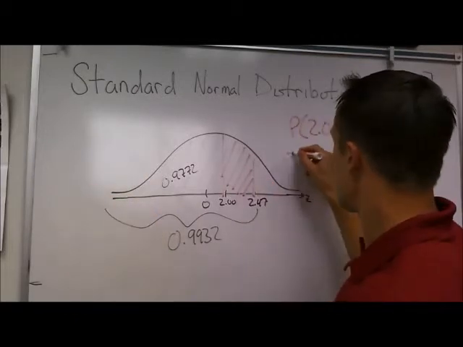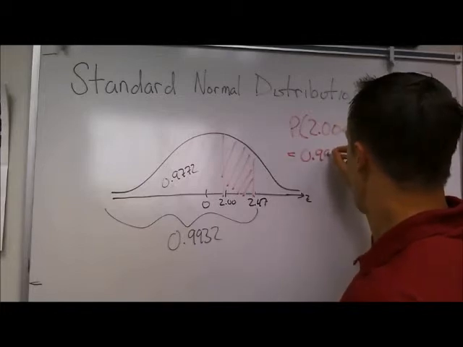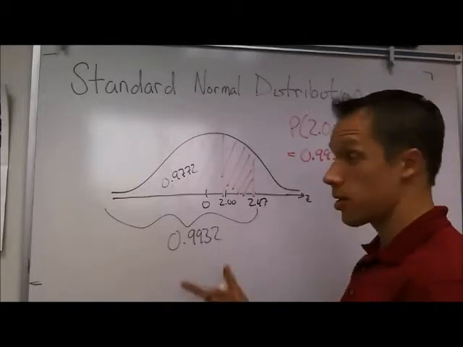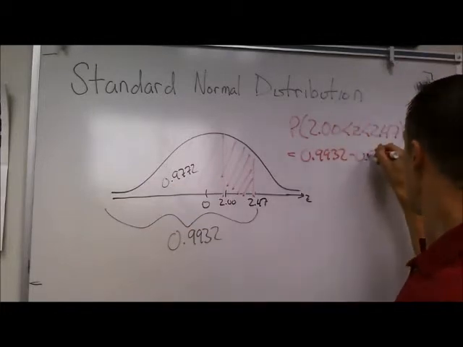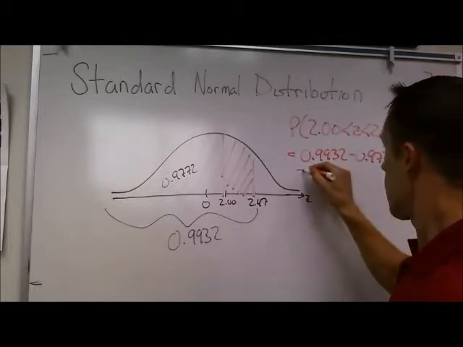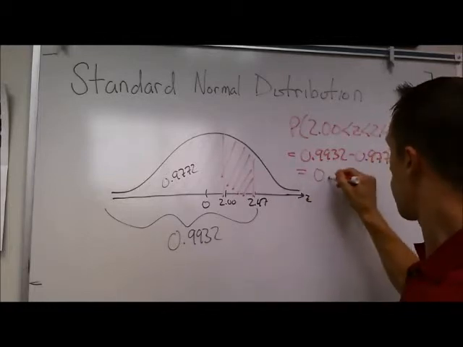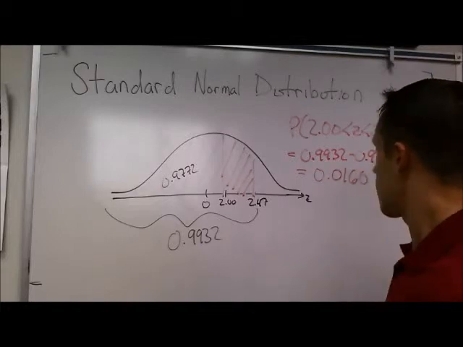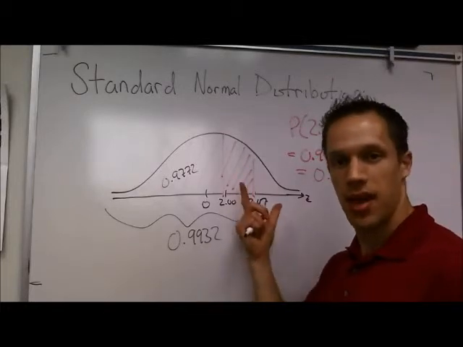So it'll look like this: 0.9932 minus 0.9772. And if we do the subtraction, we should get 0.0160 for the amount of shaded area, and that becomes our answer.